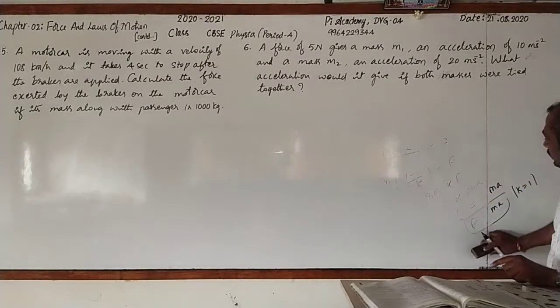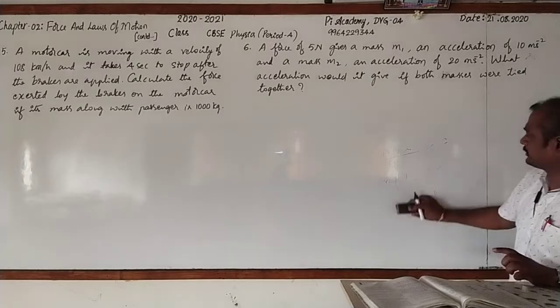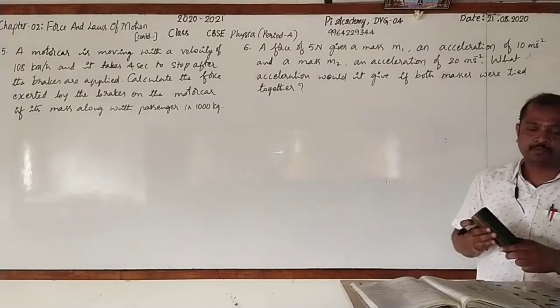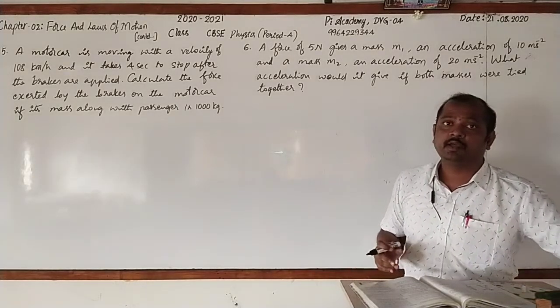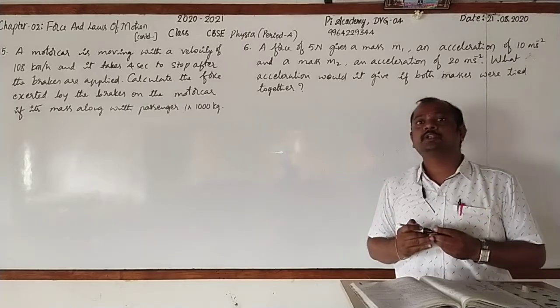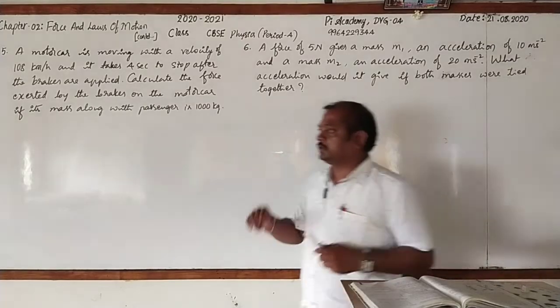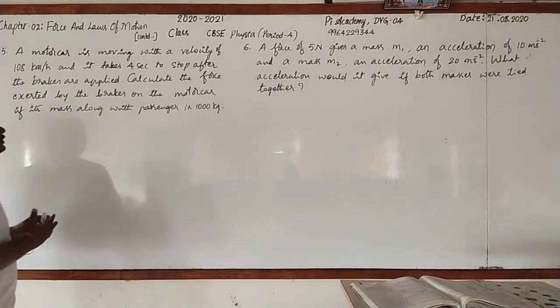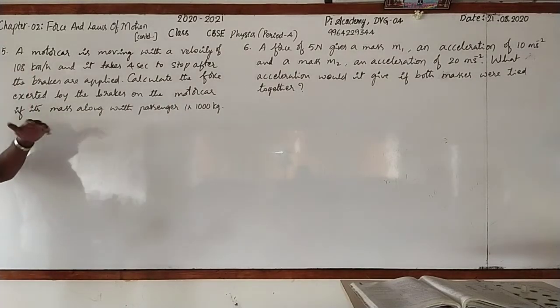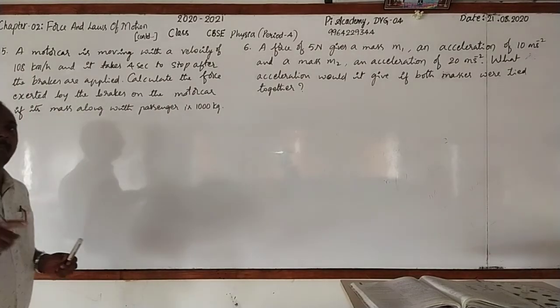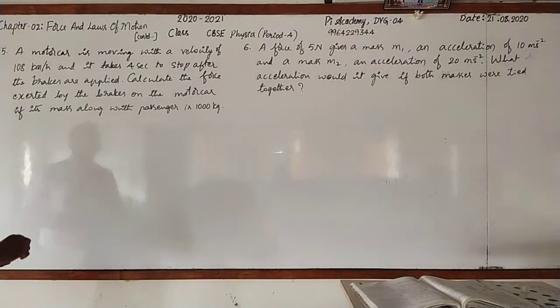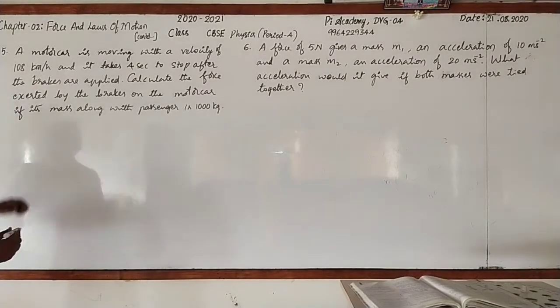Then after that, we started solving some numerical problems. In that, 4 were over, and the fifth one I had given for homework. Hope that you might have finished. If not, just observe my explanation and you can write. If you have written, just verify. The fifth one is like this.